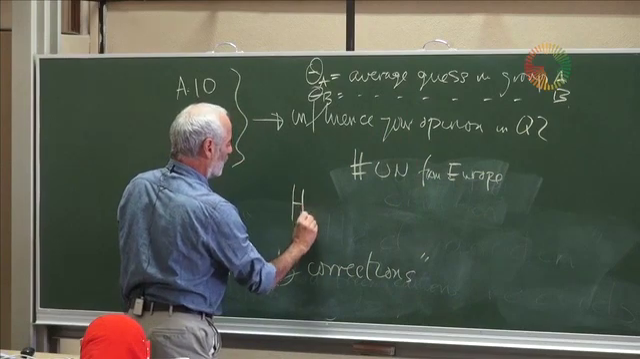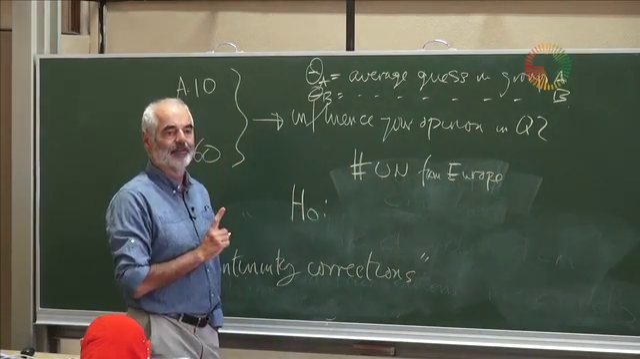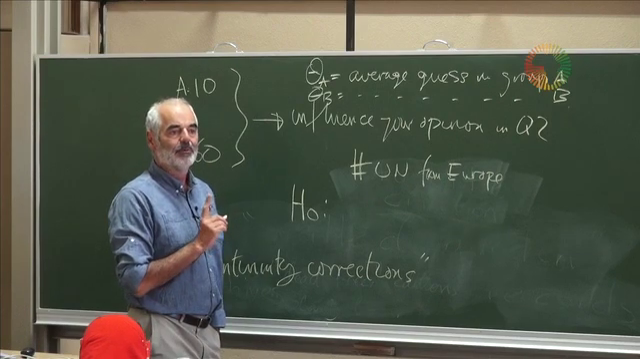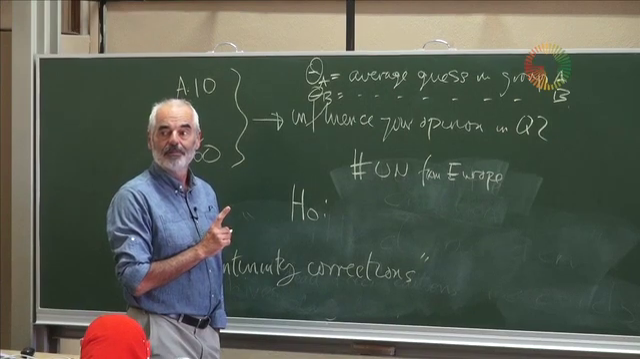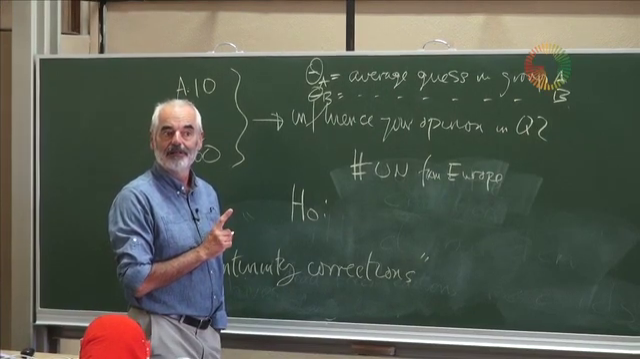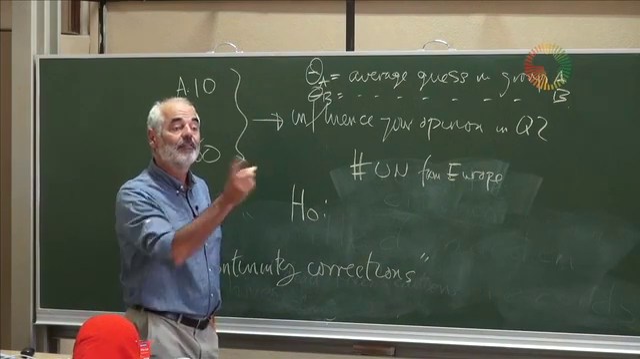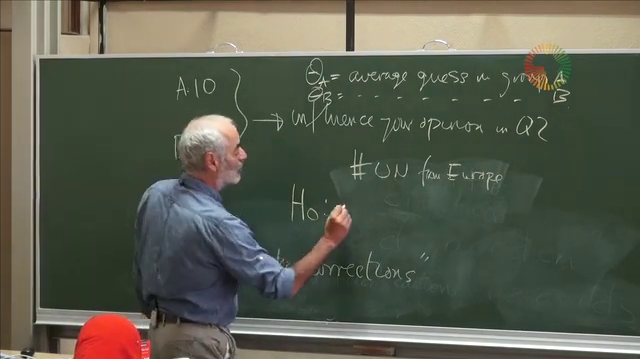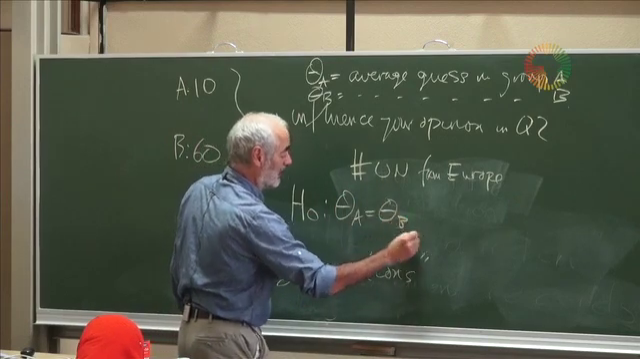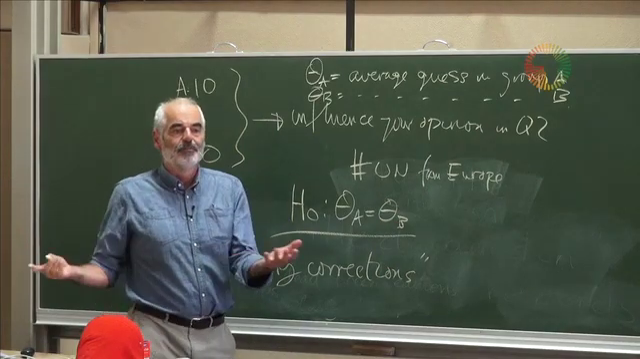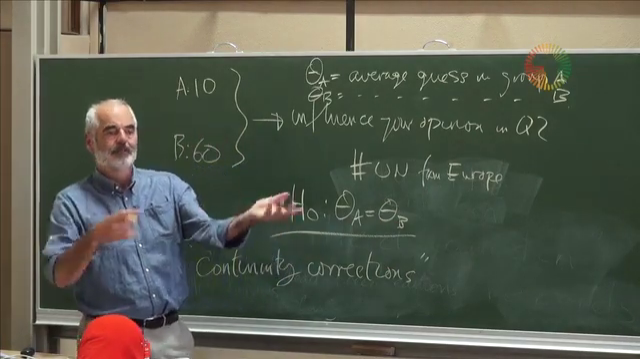So H naught, what's H naught? The null hypothesis. The thing we might be trying to disprove. What would H naught be? Sorry? There's no difference. Yeah, H naught would be that theta A equals theta B. There's no difference between the groups. Why should there be? These are just random, whoever got sent.